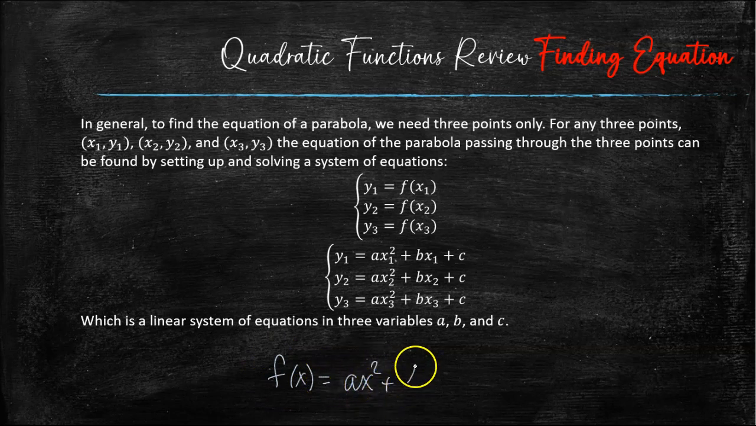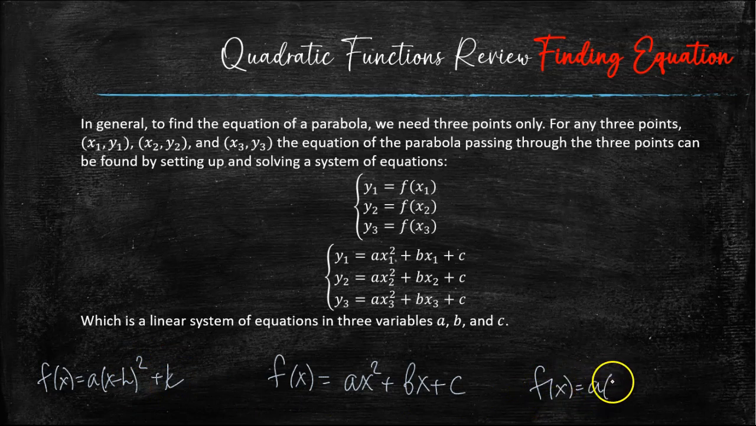And if you look at any of the three forms, so this is standard form, this is vertex form, and this is factored form. In all three of them, there are three unknown parameters. So what does that mean? That means we have to have 3 points. So through any 3 points, there is a unique parabola. And to find it, we set up a system of equations.